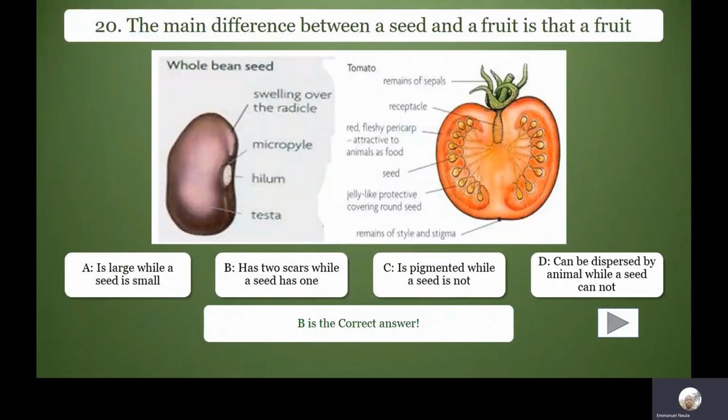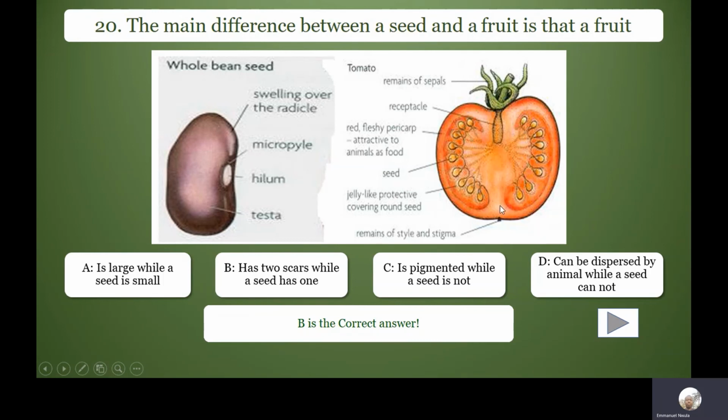The main difference between a seed and a fruit is that a fruit has two scars, while a seed has one. When you look at a fruit, like this tomato fruit, there will always be a scar where the fruit stalk is removed from, and then there is another scar from where the style is removed from.